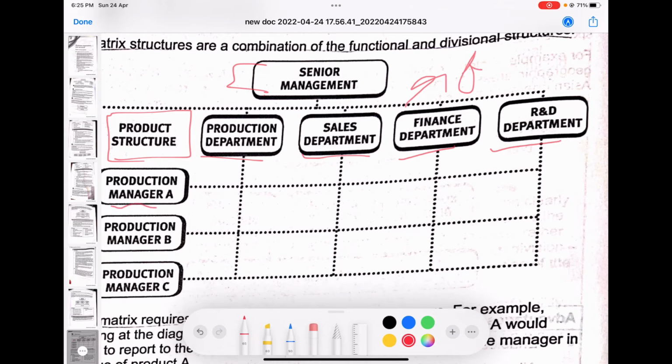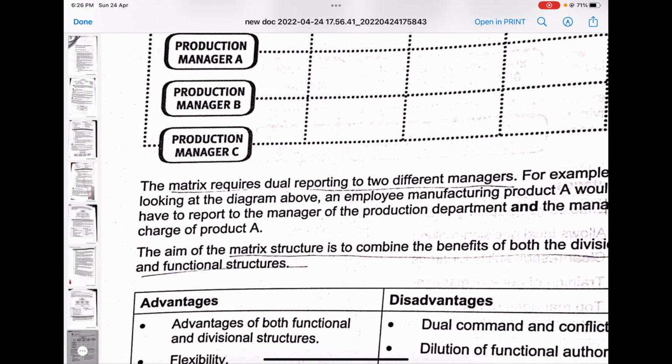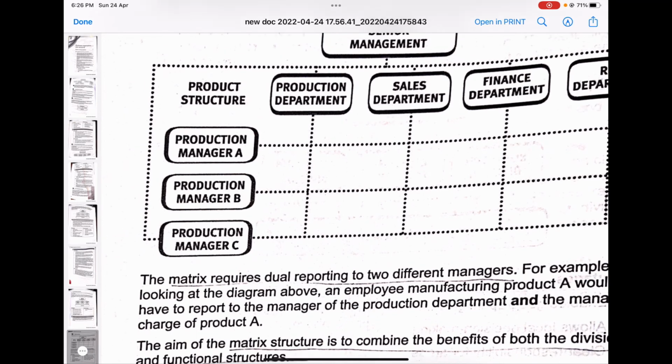Then we have production manager A, production manager B, production manager C. So product A, product B, product C. Which is this? This is the product structure or the divisional structure. So that's what a matrix structure is. It is a combination of both the production structure as well as the product structure as well as the functional structure. Moving on, the matrix requires dual reporting to two different managers.